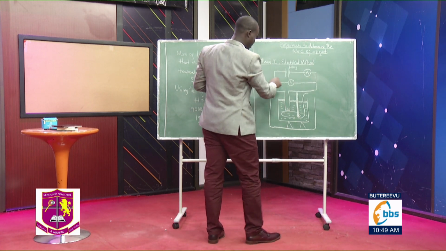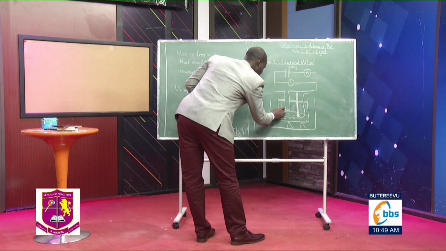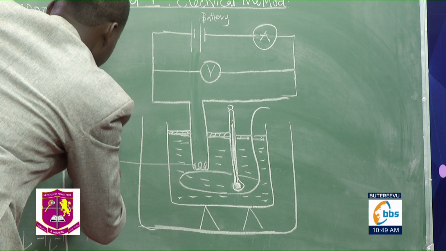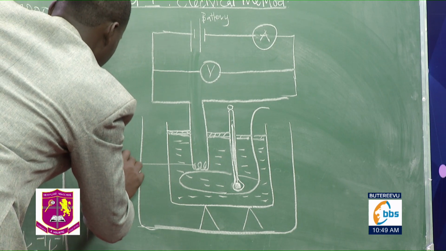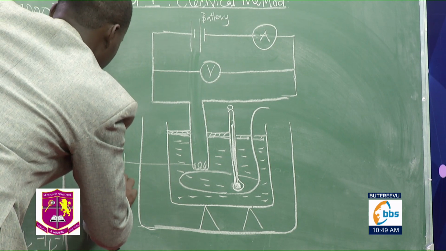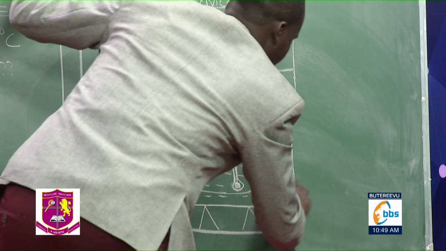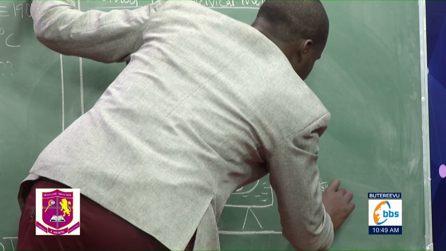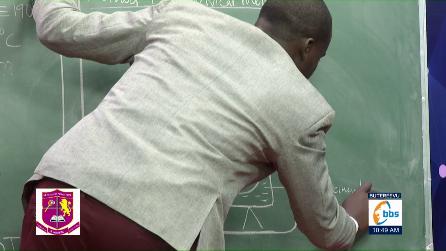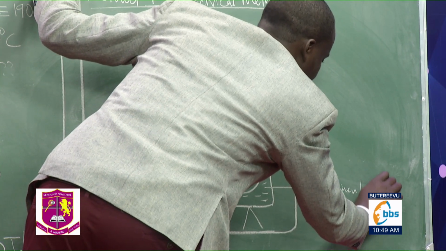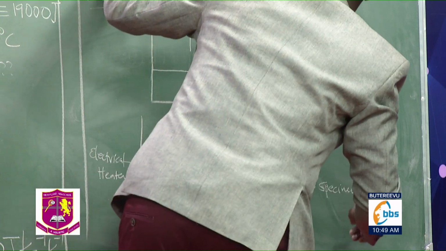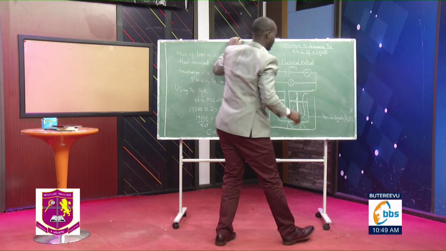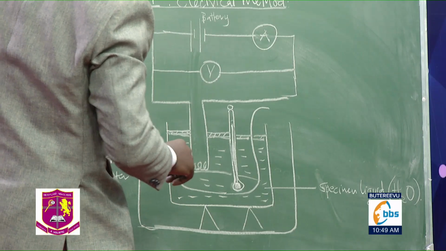This is my ammeter, this is my voltmeter. This is the heating element of my electrical heater. This is my liquid under test. Let me call it specimen liquid. But like I said, at this level, most of our experiments will be designed on the liquid which is commonly used by us, that is water.